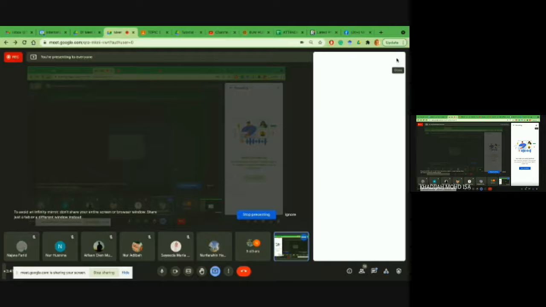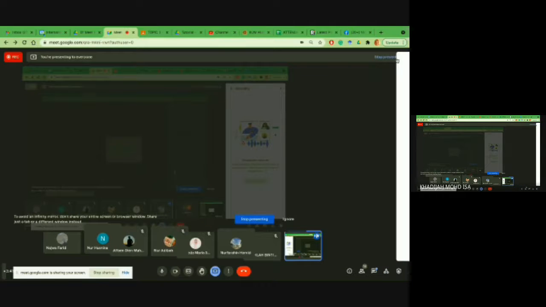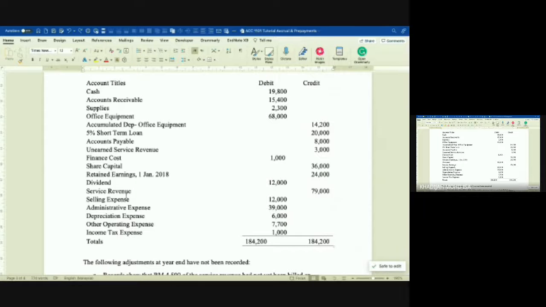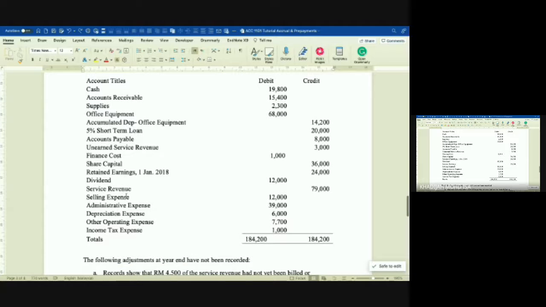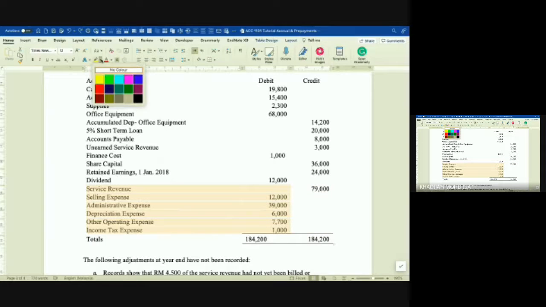Okay, so and then you have a retained earning. Where is that? Right, accounts payable, unearned service revenue, finance cost, share capital, retained earnings, dividend, service revenue, selling expenses, admin expense, depreciation expense, income tax expense. So you know that these are part of your profit and loss account. So I would rather highlight that first.